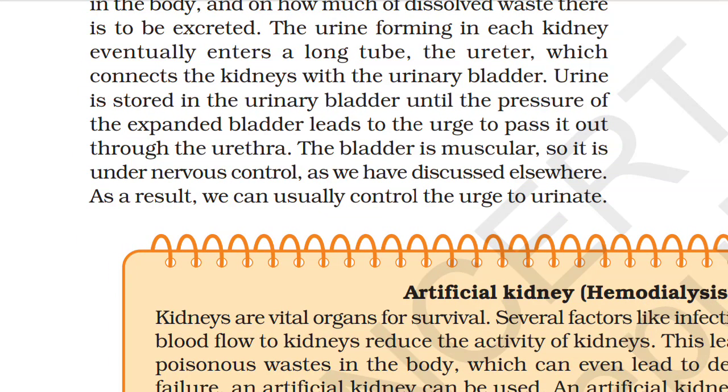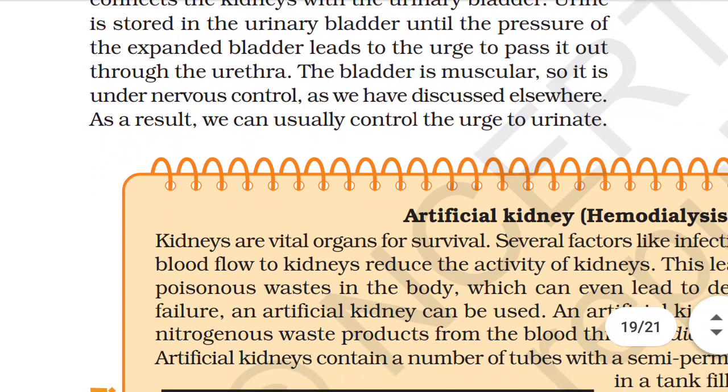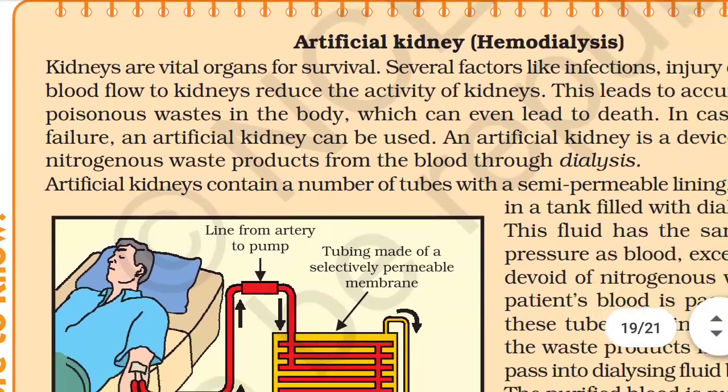Urine is stored in the urinary bladder until the pressure of the expanded bladder leads to the urge to pass it out through the urethra. The bladder is muscular, so it is under nervous control, as we have discussed elsewhere. As a result, we can usually control the urge to urinate.